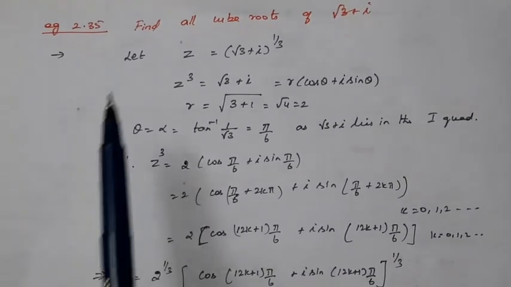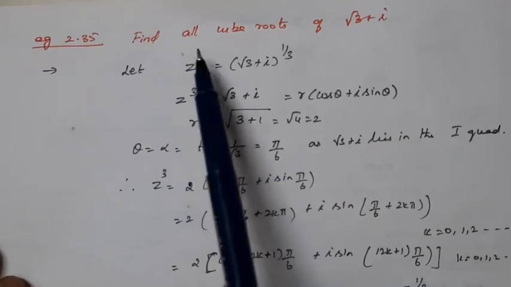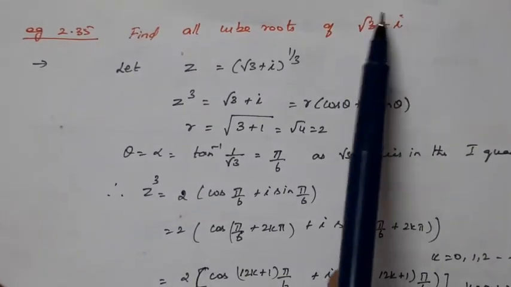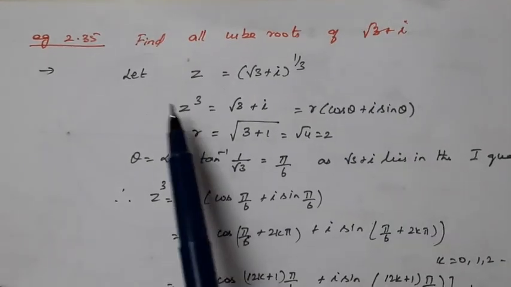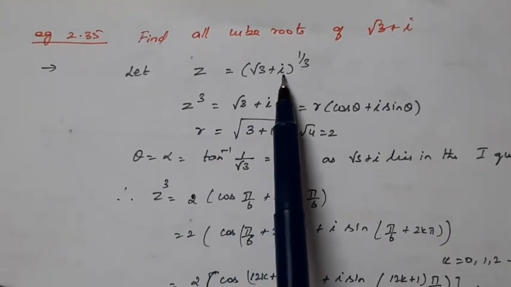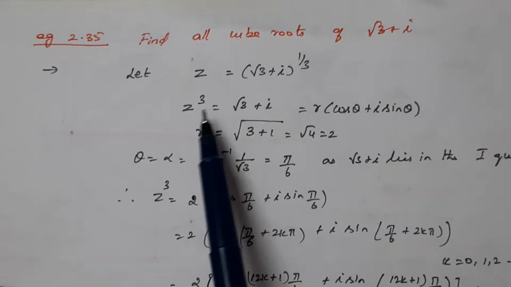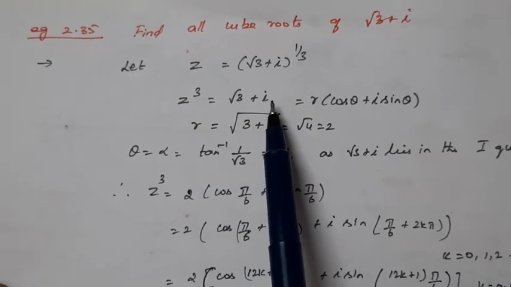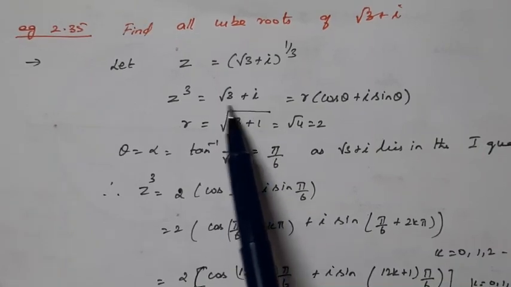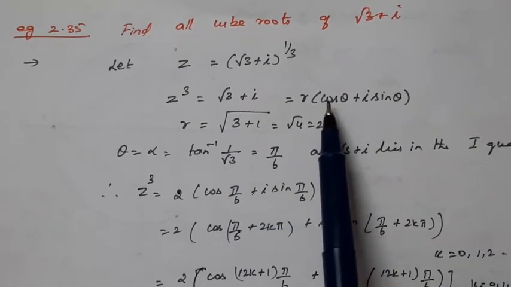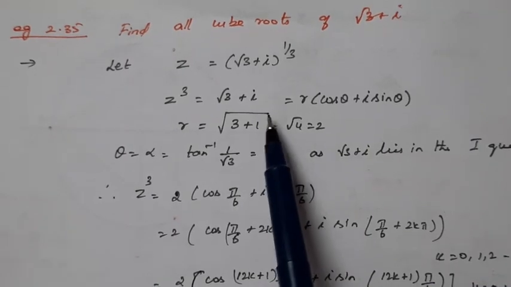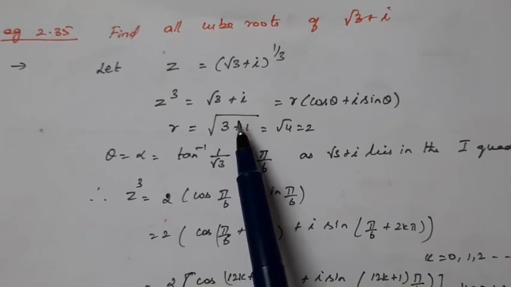Now let us see example 2.35. Find all the cube roots of root 3 plus i, not for 1 but for a complex number, root 3 plus i. So you are asked to find root 3 plus i the whole power 1 by 3. So let us take this as z. So z cube is equal to root 3 plus i. We have to convert this root 3 plus i to polar form, either by taking it as r into cos theta plus i sin theta, or using the shortcut method which I explained in the previous video.